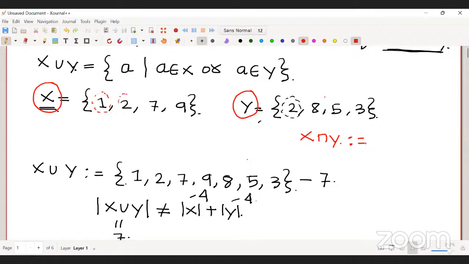And the next element is 2. As you can see, 2 is an element of X, and at the same time 2 is also an element of Y. So 2 is a member of X intersection Y. And what about 7? 7 is in X but not in Y, so 7 cannot be an element of X intersection Y. Similarly, 9 and 8 also cannot be elements of X intersection Y. 5 also cannot, because 5 is in Y but not in X. Similarly 3 cannot be an element of X intersection Y. So X intersection Y is nothing but 2. Is it clear? Yes, sir.